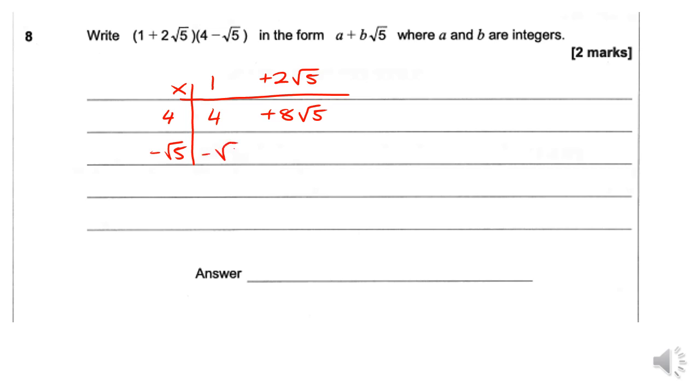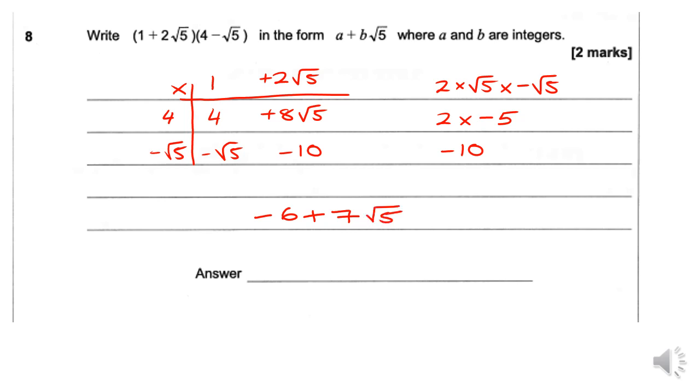take root 5, and then this, if you think you're doing 2 times root 5 times negative root 5, I'll just do a little bit of working out over here, that's going to be 2 times the negative root of 25, which is just negative 5, so you've got minus 10 there, or negative 10. Put them all together, what have we got? We've got negative 6, because 4 take 10 is negative 6, plus 7 root 5. Should write that on the answer line, sorry.